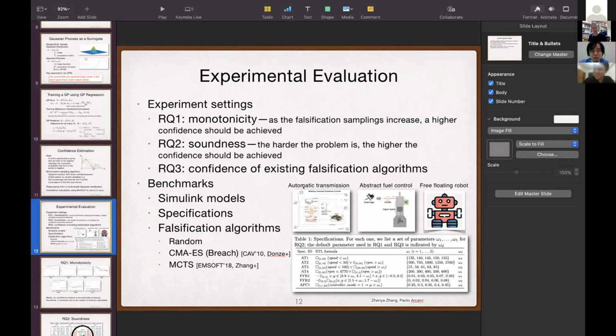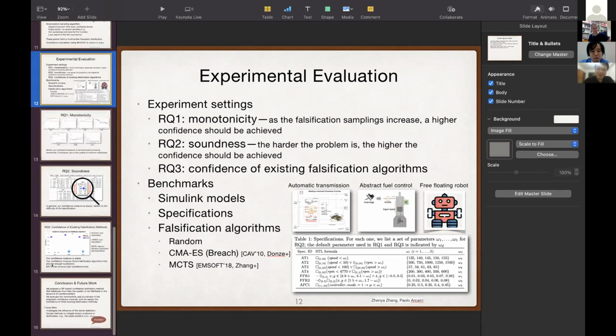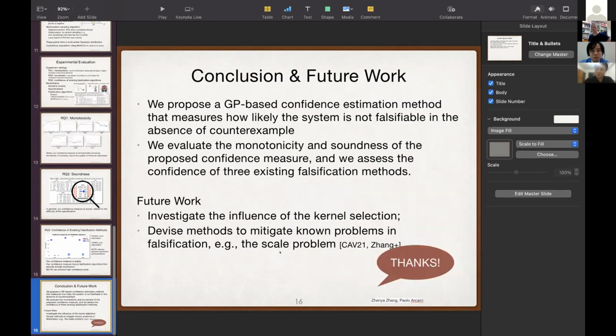So how would you try to approach the problem of scale that you also mentioned in your future work? You mean the scale problem, right? Yes, exactly. So currently, I think the scale problem is because in the semantics of the signal temporal logic, it compares the robustness values from different signals. So that has a scale problem.